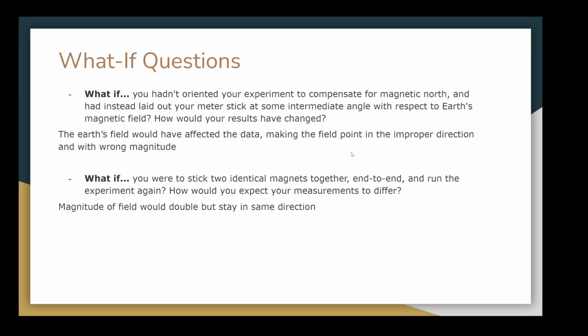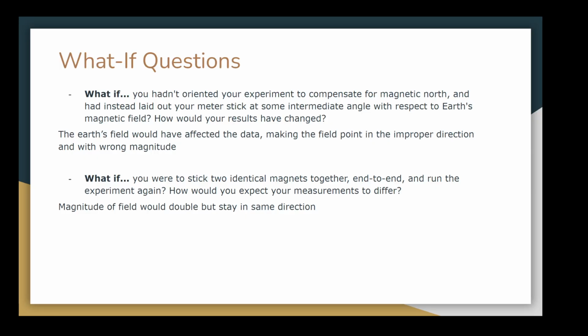Now, what if we hadn't oriented the experiment to compensate for magnetic north, and we did it in a random spot? If we didn't account for the Earth's field, then the Earth's field would affect our data. It would point in a weird direction, and we would have the wrong magnitude for our magnet.